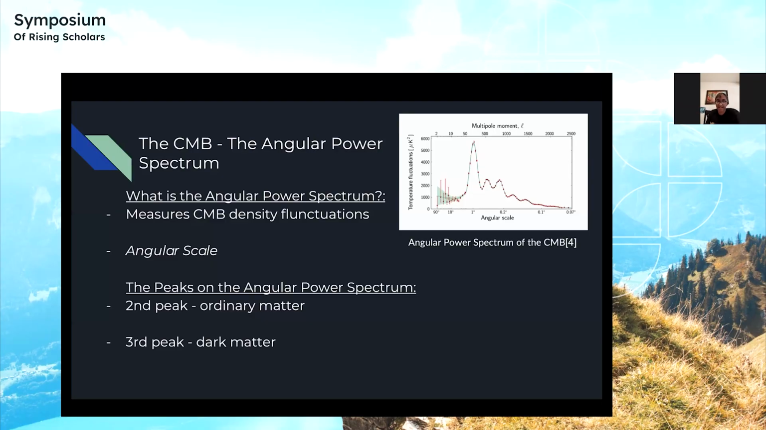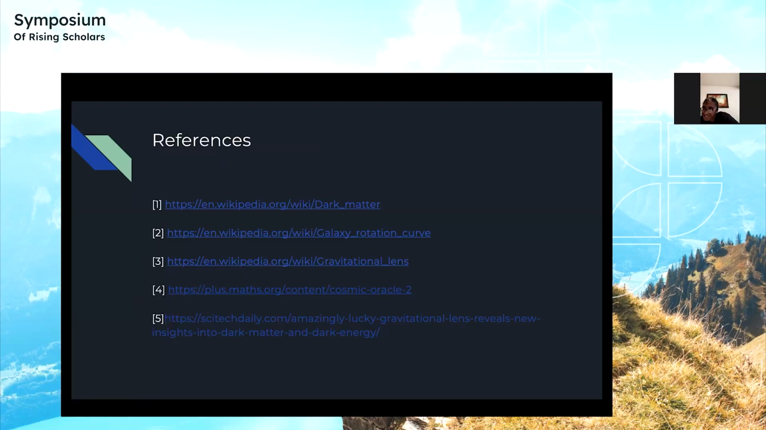The second peak represents ordinary matter, and the third peak represents dark matter. The height of the third peak corresponds to the amount of dark matter in the universe. More dark matter equals a greater maximum and minimum density in certain regions, and therefore a higher peak. Overall, I enjoyed putting this presentation together, and I have a lot more to learn about dark matter, but I'm looking forward to doing so. Thanks for listening.